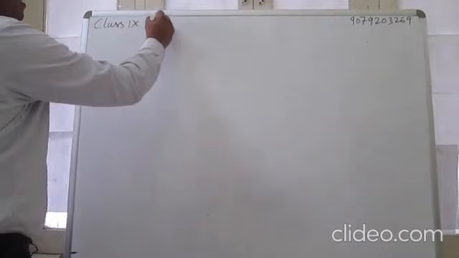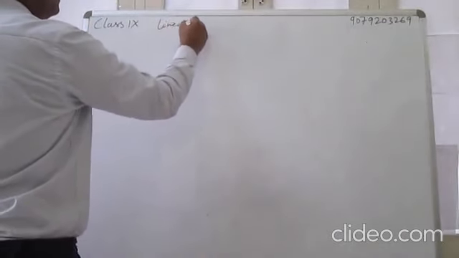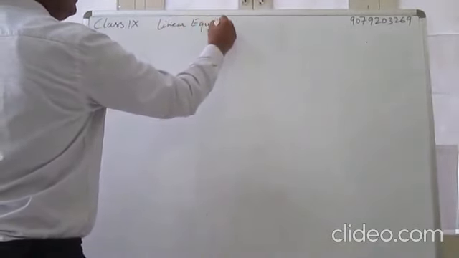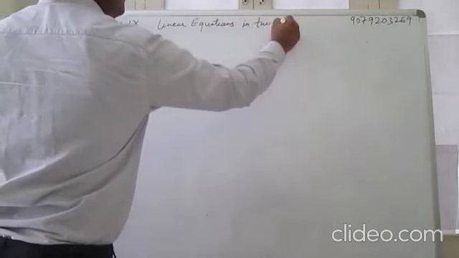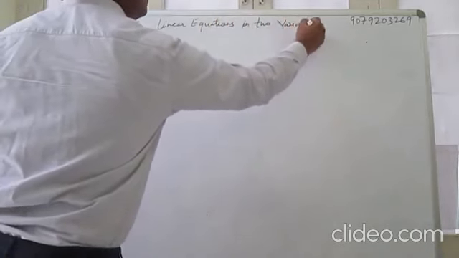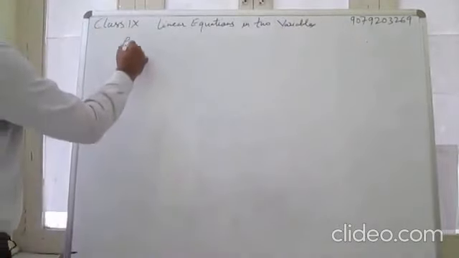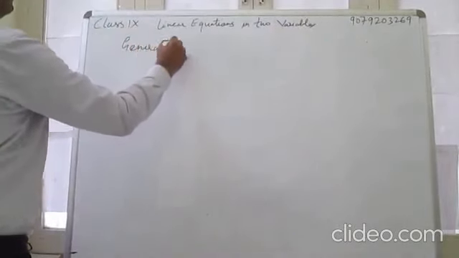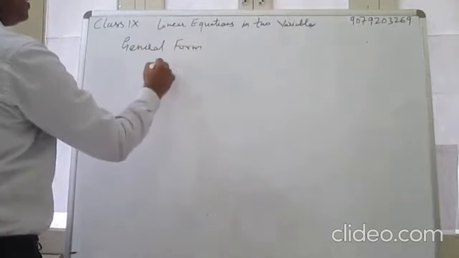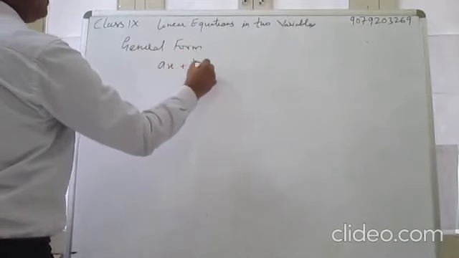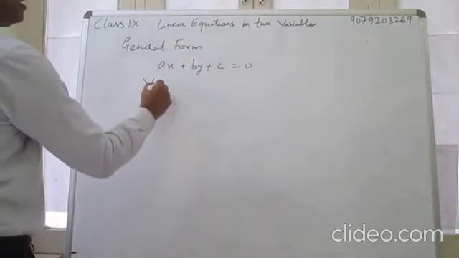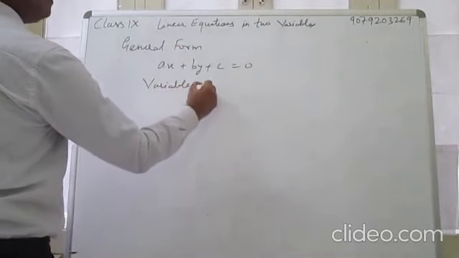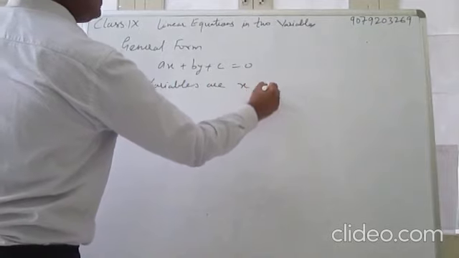Chapter 4, linear equations in two variables. General form: ax plus by plus c is equal to 0. So here the variables are x and y.